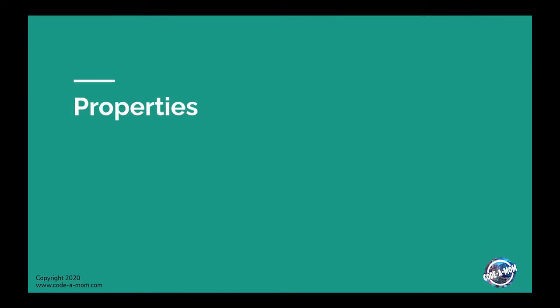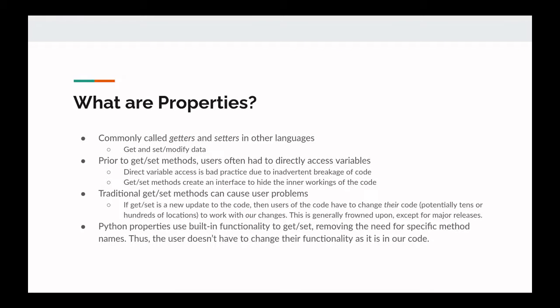So we're going to jump into properties. Properties are what you would find as getters and setters in other languages, and as the name says, they get or set data, modify data. And it's basically a way to avoid direct access to variables.